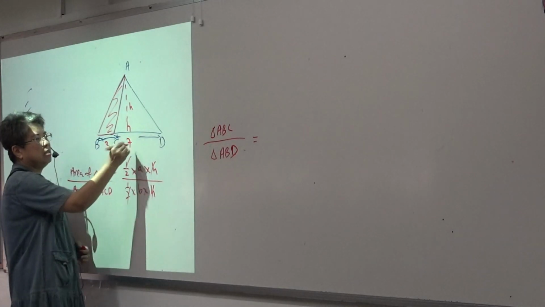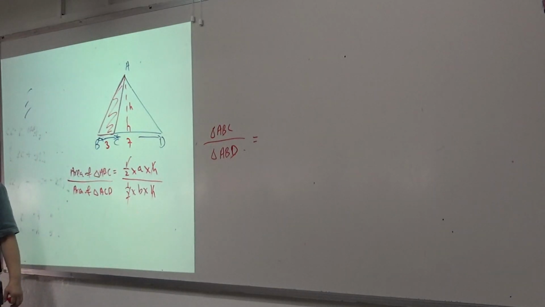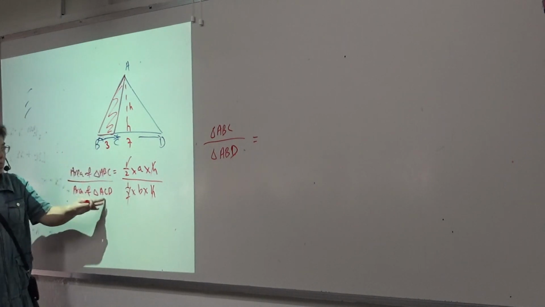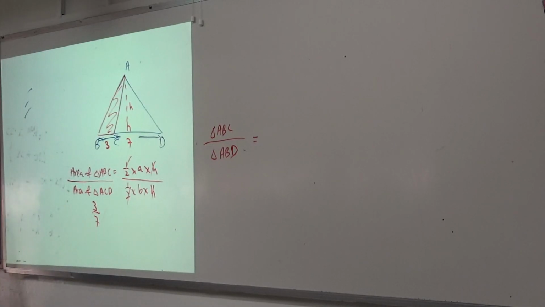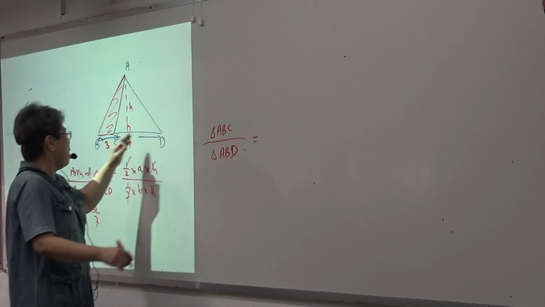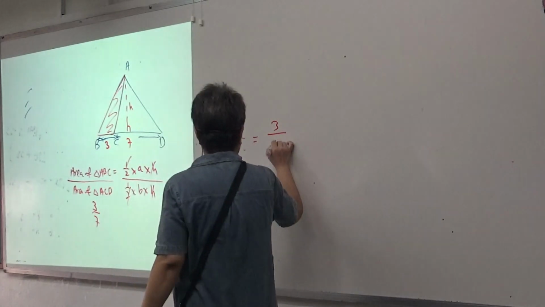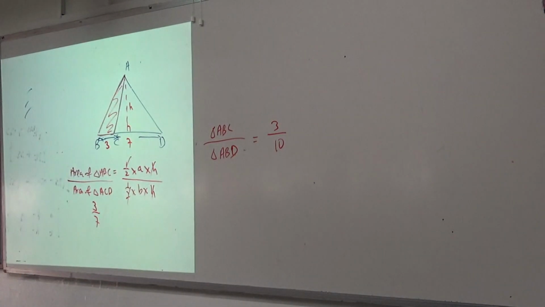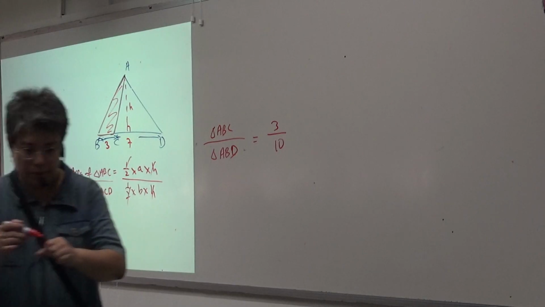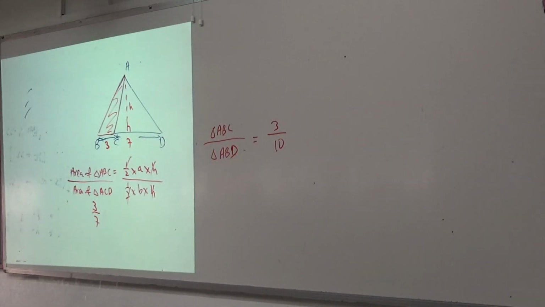Let's say this is 3, this is 7. If I want ABC over ACB, the ratio is just 3 over 7, am I right? How about if I want ABC over ABD? It is 3 over what? Over 10. You must take the whole base. Understand? So you must recognize which triangle. Everybody clear? Okay, then I'm going on to the last example.